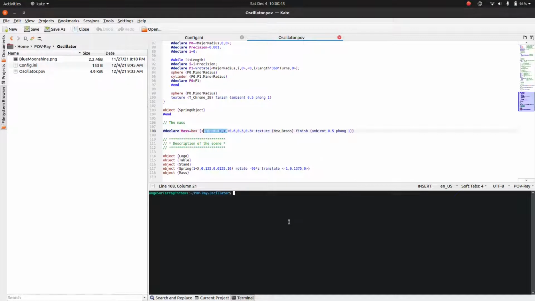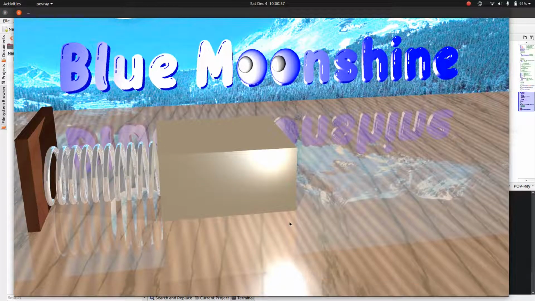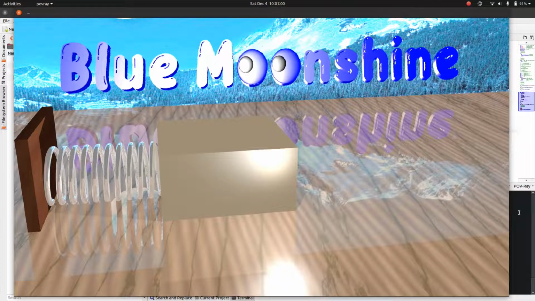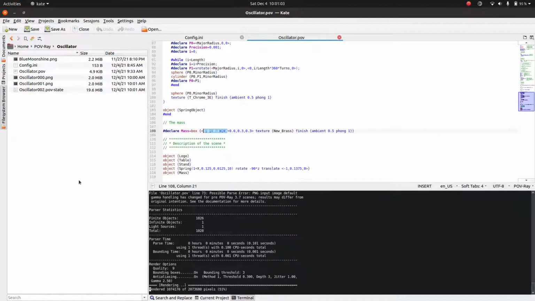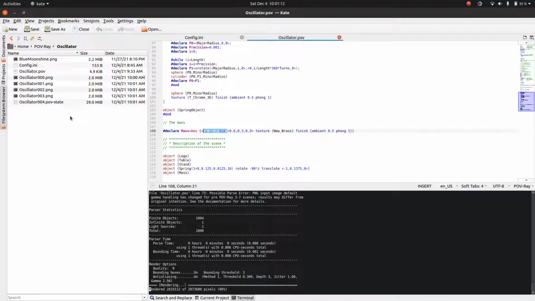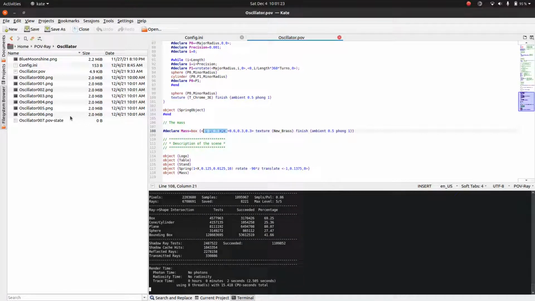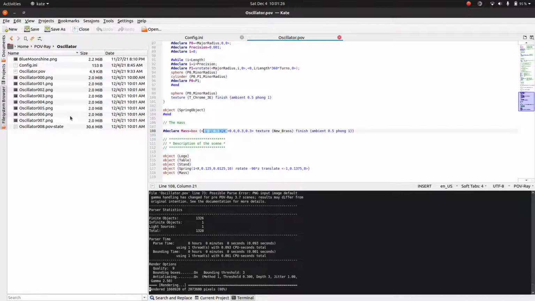Okay, so now let us actually generate the pictures. So POV-Ray, config, oscillator, and here I'm generating the pictures. This will take a while because there are 300 pictures and I'm using a high resolution. It will take about 20 minutes to generate all the pictures. So I'm going to stop the video here and then I will resume when it is over, when we have the 300 pictures. And then I will put them together and we will see the video that we obtain.